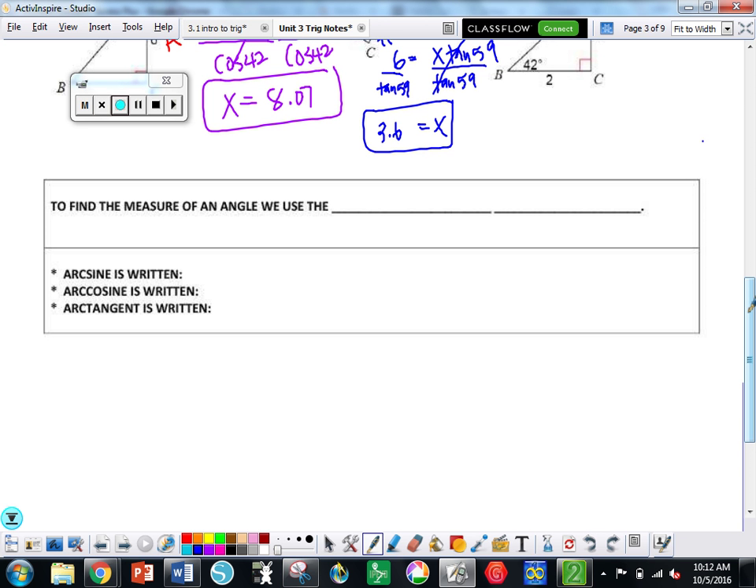To find the measurement of an angle, so everything we've done so far is finding a missing side, right? Now I'm going to practice finding a missing angle. Every operation has an inverse operation. Every function has an inverse function. So the inverse of add would be what? Subtract. And the inverse of multiply is, good, the inverse of squared is square root, which we don't care about.